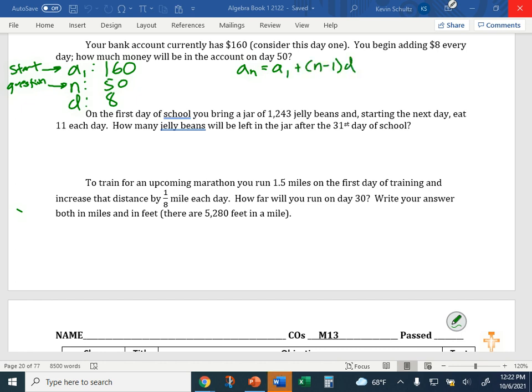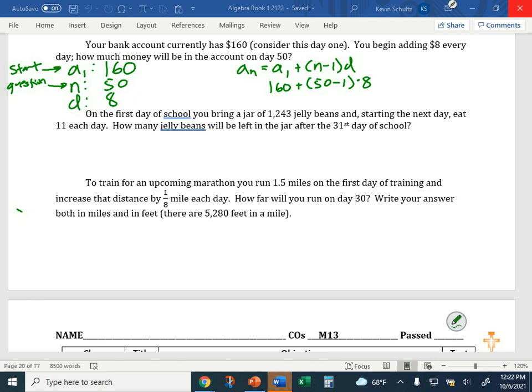So then we go to our formula, which again is A1, or the first term, plus n minus 1 times that pattern. Plug this in. Our first term is 160. We're adding 50 minus 1, because remember, we already have the first term. The 50th term is 49 days from now. So we're adding 8 49 times. That's why the minus 1's there.